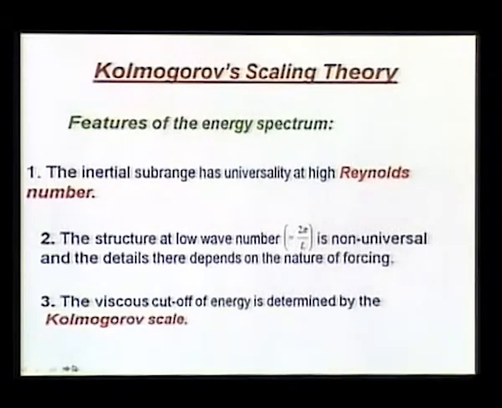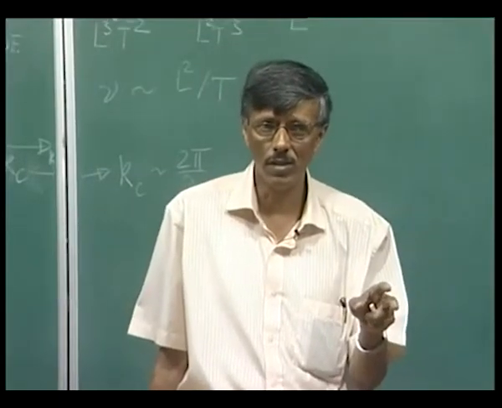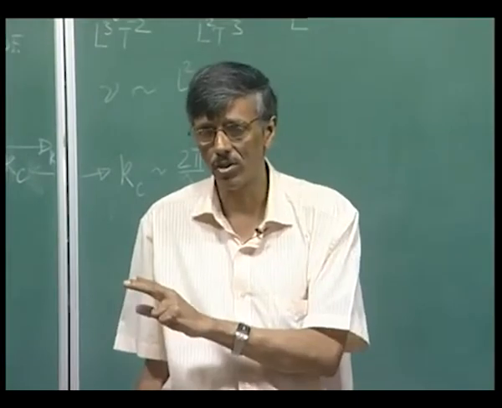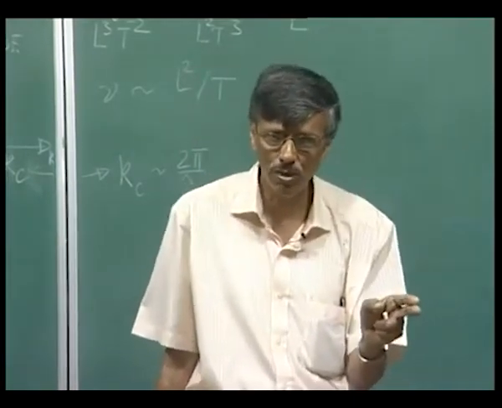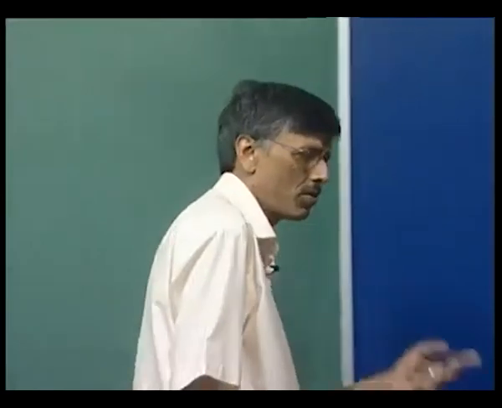However, the viscous cutoff that actually cuts off the energy is determined by the Kolmogorov scale. So, at least 3 things we have, and 2 are determined if Reynolds numbers are high. One is of course the microscale, and the second is the inertial subrange. What happens in the low k range? We have no idea, because it is flow dependent. Different flows will have different behavior.